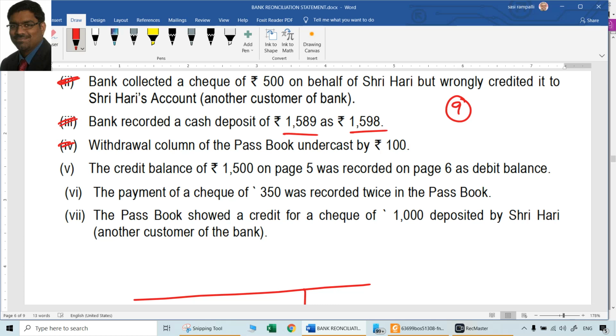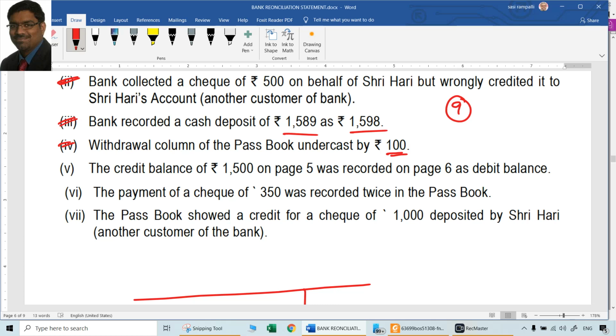That's it. Then fourth point. Withdrawal column of the passbook undercast by 100. All mistakes done by bank only here. Whoever is that clerk, they are doing mistakes here. It's okay. What we can do, we can just show them in the BRS and bring this to their attention. They will rectify it later. That is not our business. Bank has to do that later. But our job is to prepare BRS.